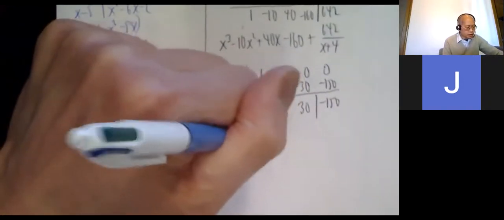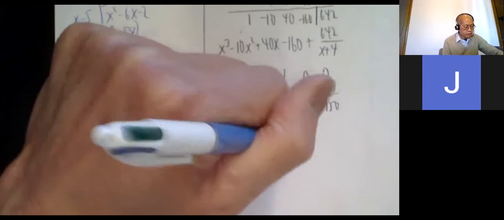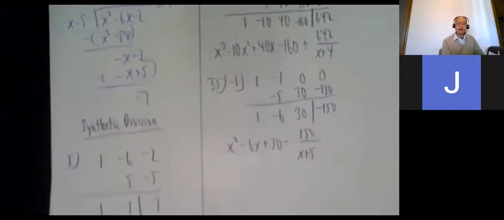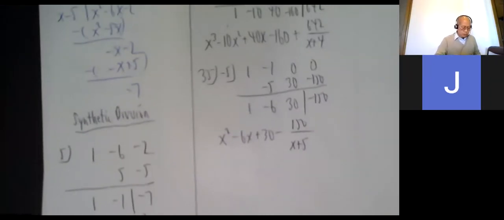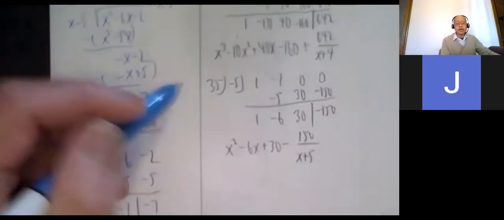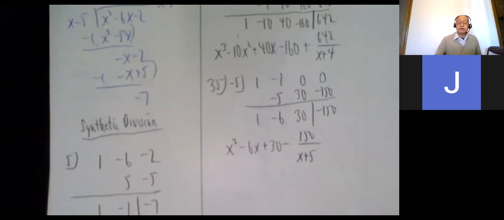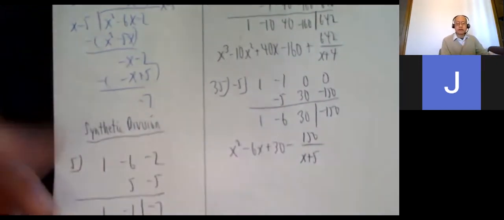1's x is x squared. So x squared minus 6x plus 30 minus 150 divided by the original x plus 5. That's synthetic division. So whenever we get the chance for future problems, we're going to do synthetic division because frankly, long division gets long. Long division is long, kind of obvious, but we'll do the synthetic division whenever possible.